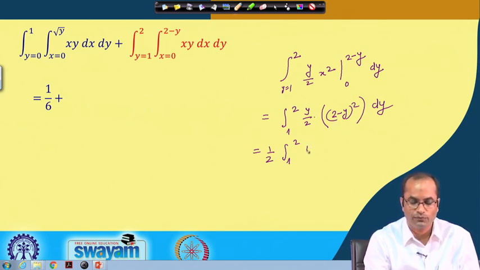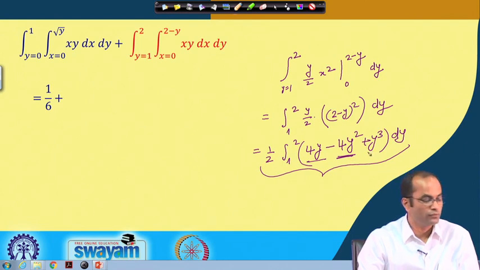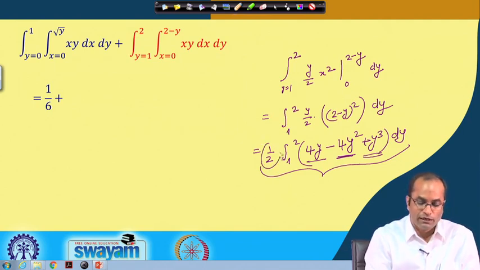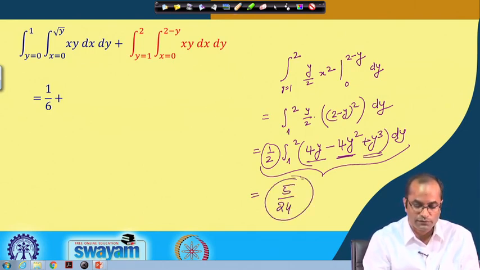So, we will get this 4 into y, and then minus 4 times y from here, and then this y square, and then there will be a y square term and plus this y cube, and then we have dy. So, now we can easily integrate this: 4 y, minus 4 y square, and then this y cube term, with this half. So, when we do this evaluation, this is coming to be 5 by 24, the integral of this.